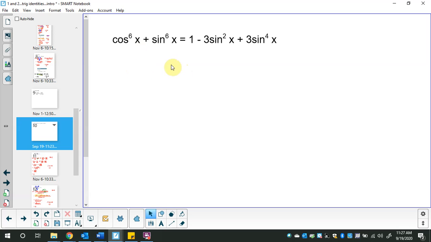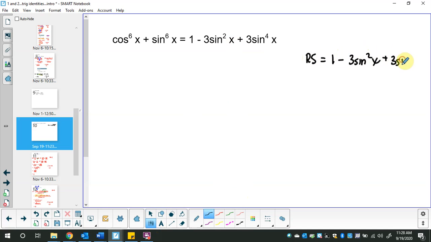But I'm looking at this and I'm thinking, oh my goodness, I've got cos x to the 6th and sine x to the 6th. And on the other side, what I super notice is that it's all sines. So if it's possible to take this side over here and turn it into all sines, I might get to the right hand side. So I'm going to take a guess and leave my right hand side as it is and hopefully head in that direction and be successful in getting there.